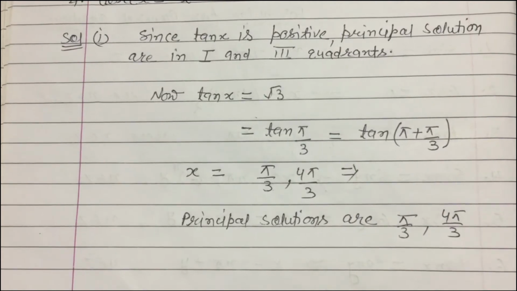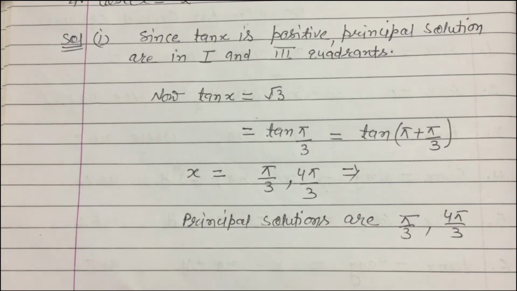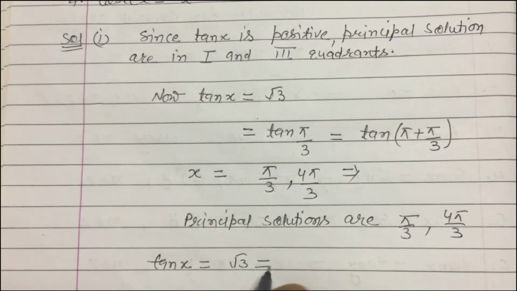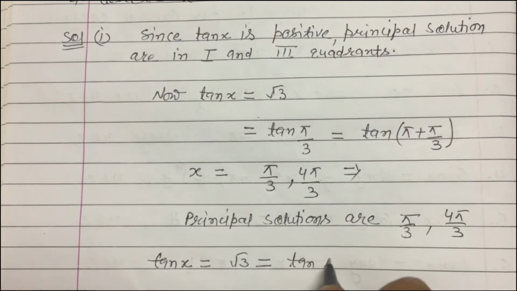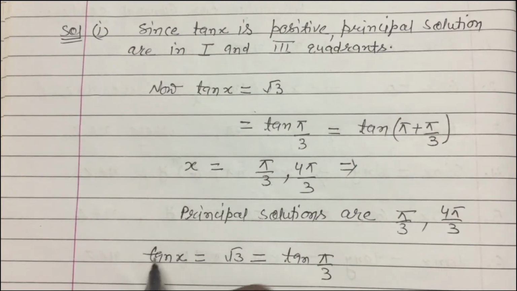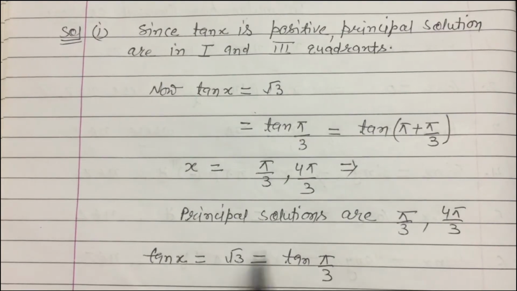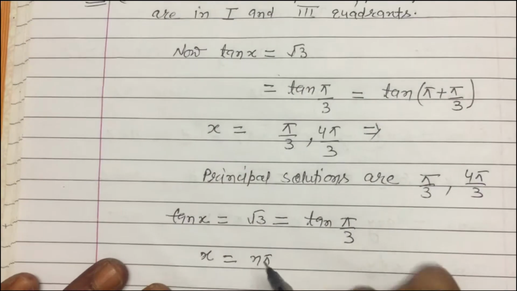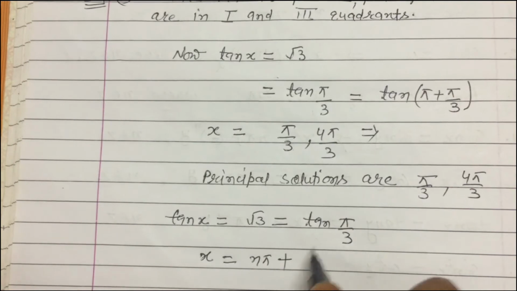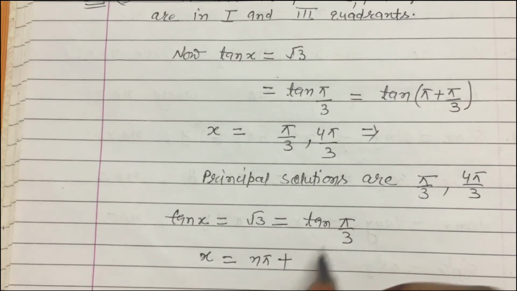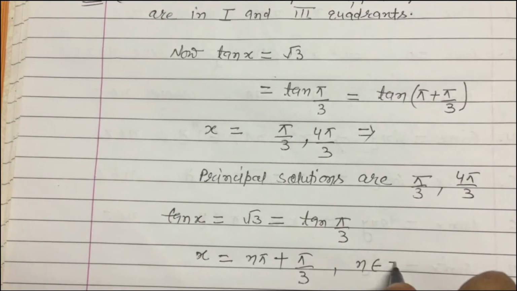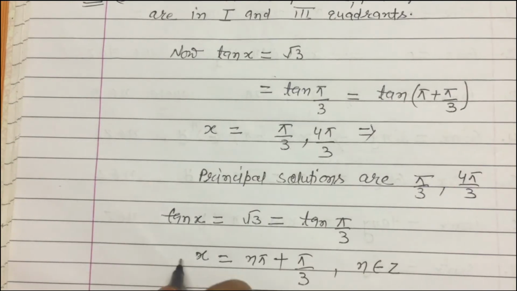Now for the general solution, here tan x is given as root 3. We can write this as tan pi by 3. Now it is in the form tan x is equal to tan y. So you know that x is equal to n pi plus y. Here y is pi by 3, and write n belongs to Z. It is known as the general solution.